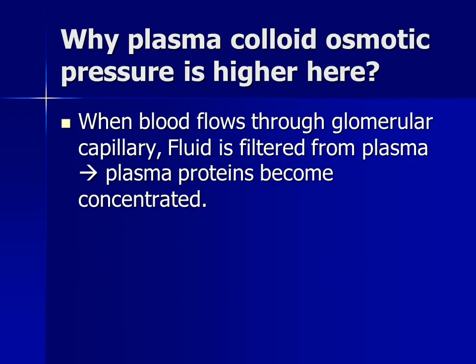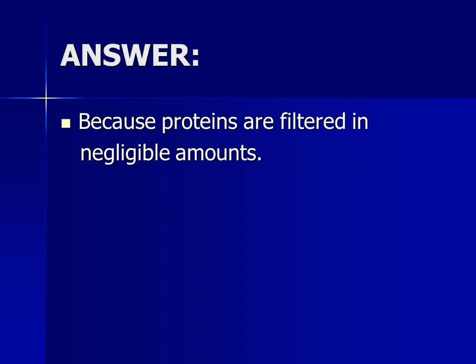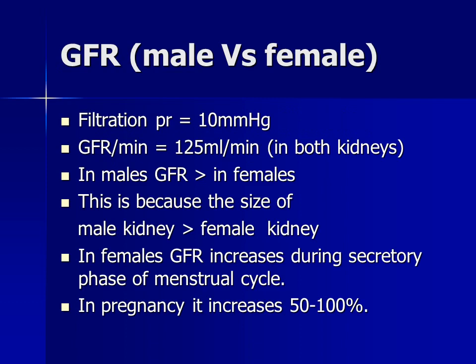This is another slide which I've already explained: why plasma colloid osmotic pressure is higher in the glomerular capillaries. When the blood flows through the glomerular capillary, the fluid is filtered, but the plasma proteins are left behind, thereby increasing the plasma colloid osmotic pressure of the glomerular capillaries. And there is no colloid osmotic pressure in the Bowman's capsule because proteins are not filtered across, so obviously there will be no colloid osmotic pressure in the Bowman's capsule.